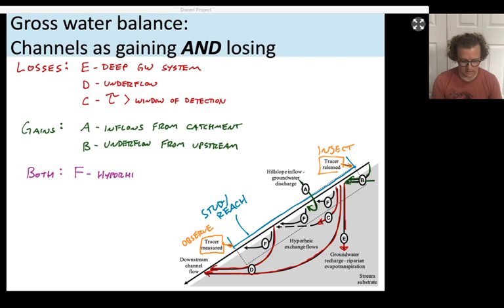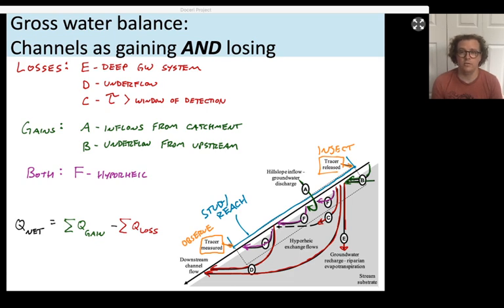And of course, hyporheic exchange or transient storage, flow path F, is both a loss and a gain that's happening simultaneously. And so what the advance was of Payne et al. was this idea that we could actually keep track of this. We may not be able to differentiate these individual flow paths, but certainly we can keep track at least of the gains and the losses.